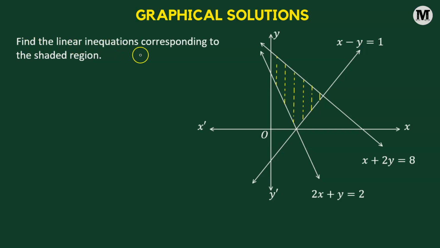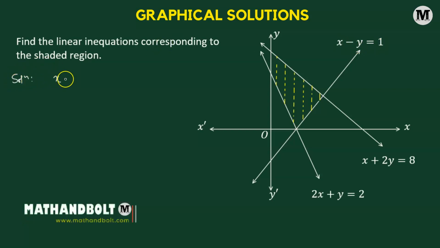Find the linear inequations corresponding to the shaded region. Okay, let us begin. So here we have three equations. Let's start with the equation x minus y equals 1. Now we have to convert it into an inequation.